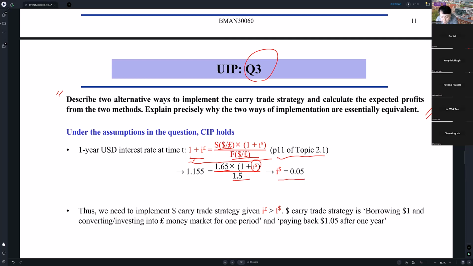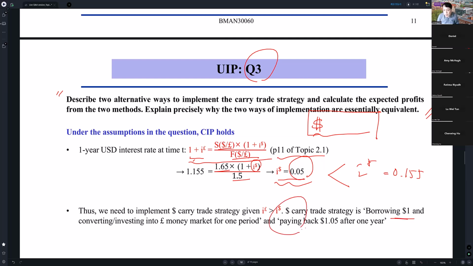You will get 0.05. So if you compare this dollar interest rate against the pound interest rate, which is 0.155, in terms of carry trade, we need to do dollar carry trade. You have to borrow the currency with lower interest rate, and convert and invest into the currency with higher interest rate, right? So for these questions, you need to figure out first whether you're implementing dollar carry trade or pound carry trade. It turns out, using CIP, you have to do dollar carry trade, right?